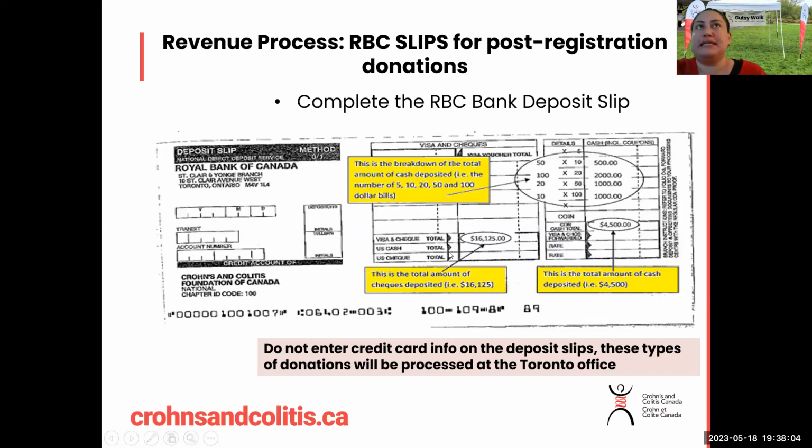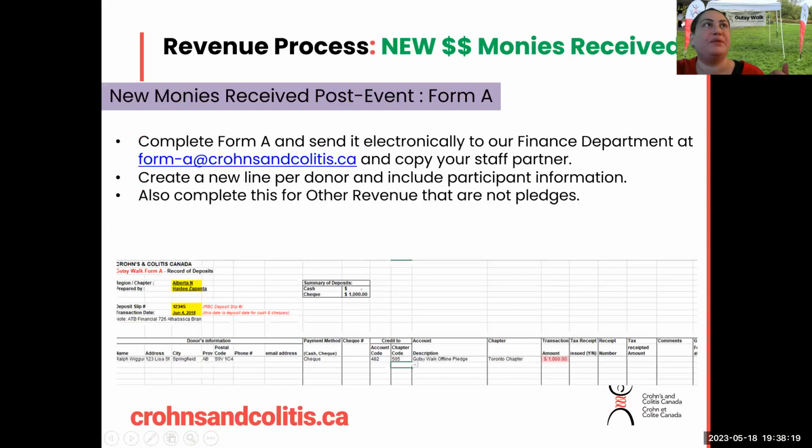And again, you do the same thing to fill out the RBC deposit slip. You are getting an extra deposit slip. So if you are using one for the event day deposit, you will have a second one to use for any extra money that you receive.